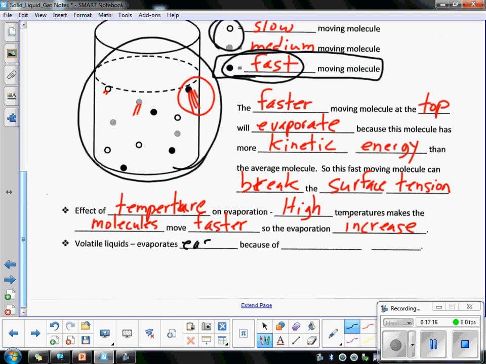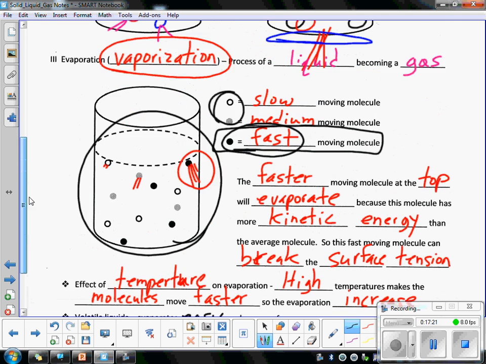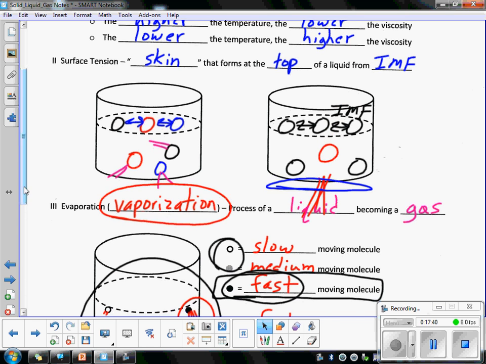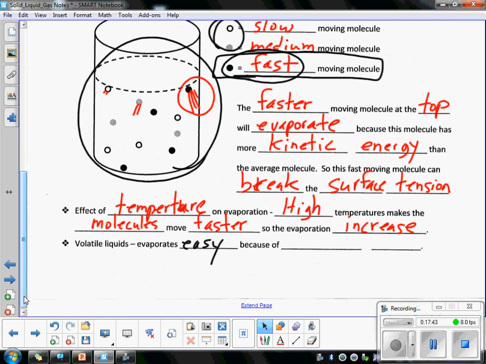So last thing for this video, volatile liquids. These are liquids that evaporate very easily. And why would they evaporate easily? Remember, in order for this particle to break free, it has to get through these intermolecular forces. So what would make it a volatile liquid? Well, if these intermolecular forces are weak, it would be easy to break through and evaporate. And that's what it is. Volatile liquids evaporate easily because of weak intermolecular forces.